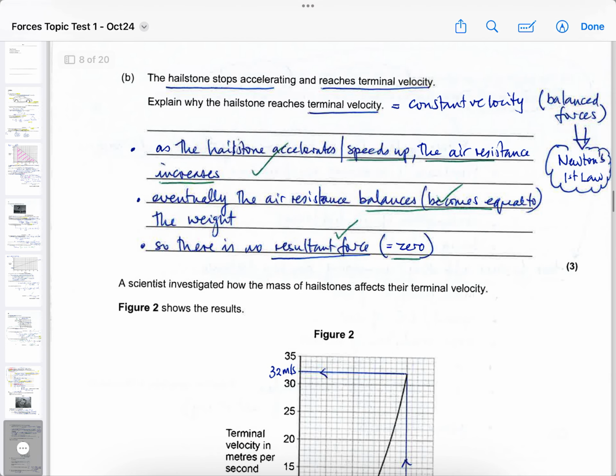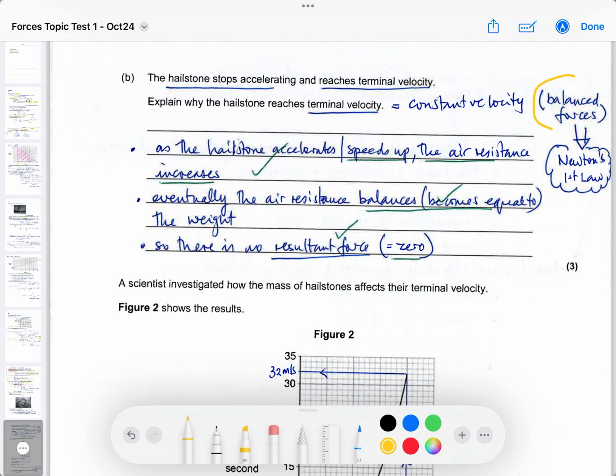This is the next part of the question. The hailstone stops accelerating and reaches terminal velocity. So that's when it stops accelerating. Explain why the hailstone reaches terminal velocity. To reach terminal velocity means the forces must now be balanced forces. So terminal velocity means constant velocity, and that's Newton's first law. Whereas before, when it accelerates, it's Newton's second law. Newton's second law is about unbalanced forces.